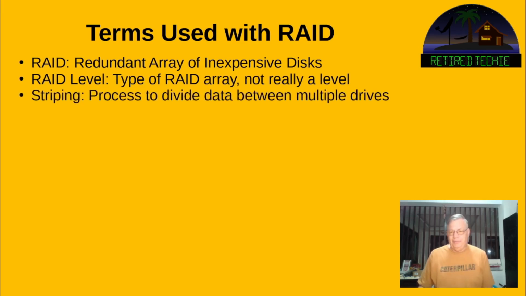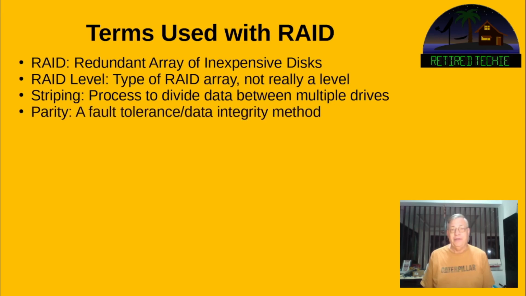There's a couple of processes we use in making RAID arrays. One of them is called striping, which is where we divide the data between the multiple drives. The big reason for doing this, besides making a bigger volume, is that when we're using multiple drives, you're not restricted strictly to the read-write speed of one drive. While writing data to one drive, you can start writing it to another. It gives you a little faster input-output.